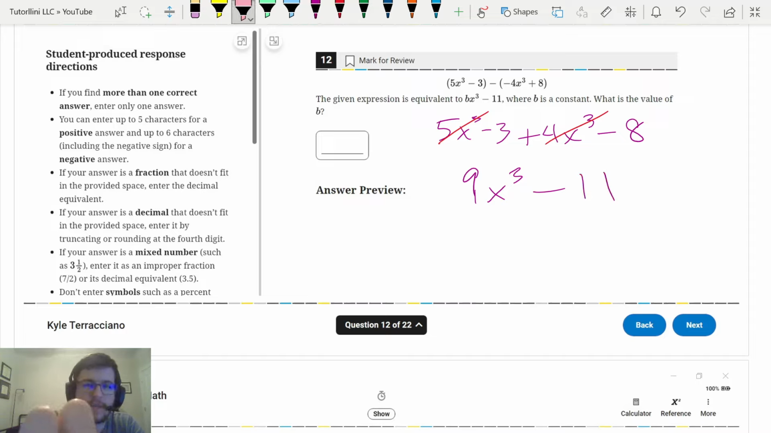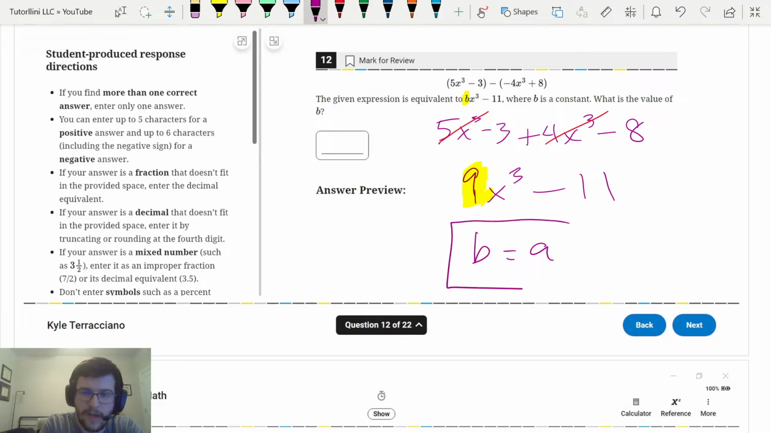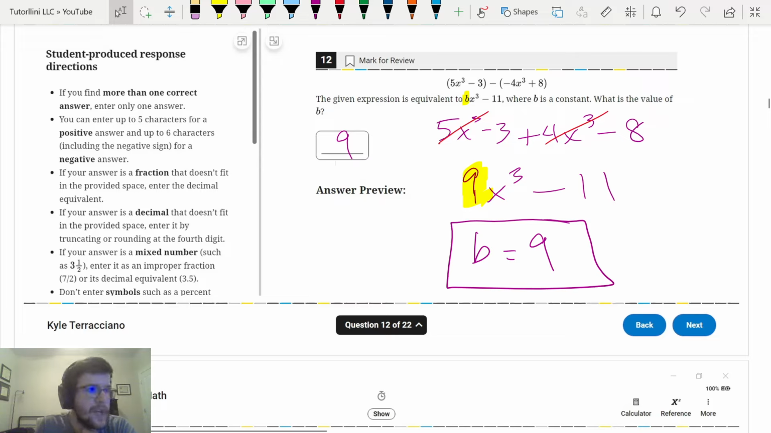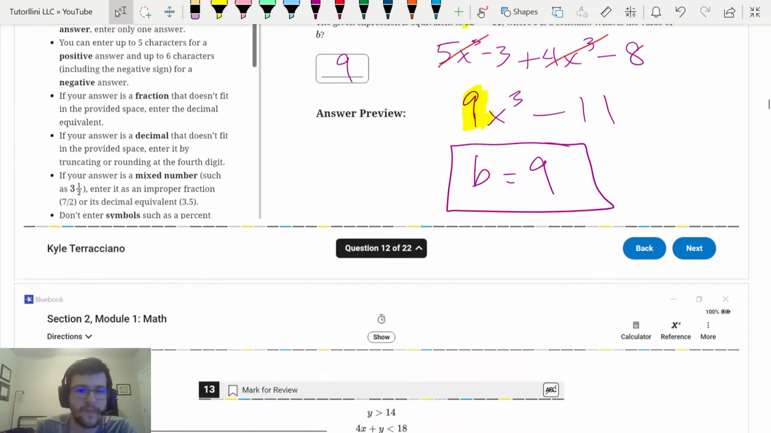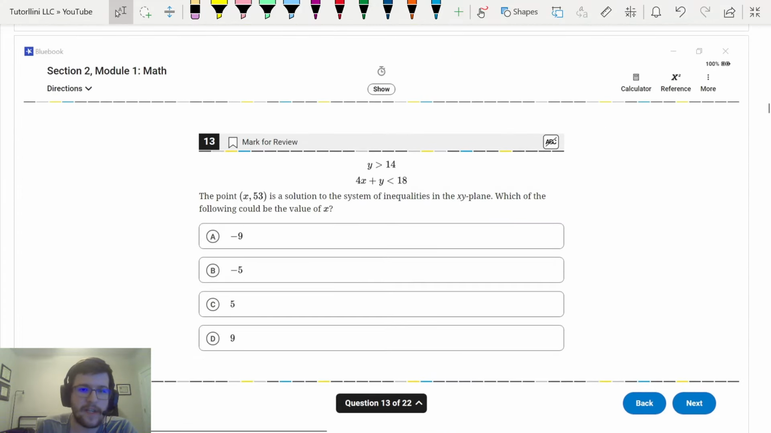And you see it's bx cubed minus 11. So see how ours looks the same? So b is 9. So b is equal to 9. Let me write that a little nicer. And that is the answer, 9 for 12. Great, so just make sure when you subtract polynomials that you distribute the negative sign and write it down. If you do it in your head, odds are you're going to get it wrong. And if this were multiple choice, we could guess and check, but it's a free response. So okay, we did get the final answer for that. Yep. So now we're going to go to 13.